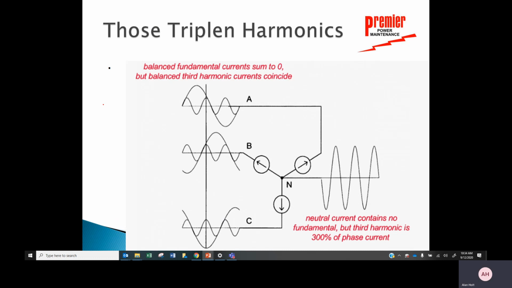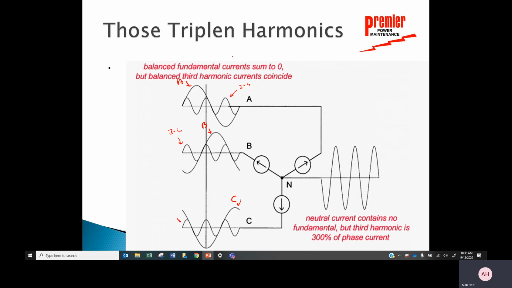So here's our waveform, A, B, and C phase. And we need to understand that they're 120 degrees out of phase. So here they are. There's A phase waveform. That's what I want. There's B phase. That's what I want. And there's C phase. That's what I want. That's my typical waveform. But now I have third harmonics. So you see the waveforms, third harmonics right here? That's the third. That's the third. That's the third.